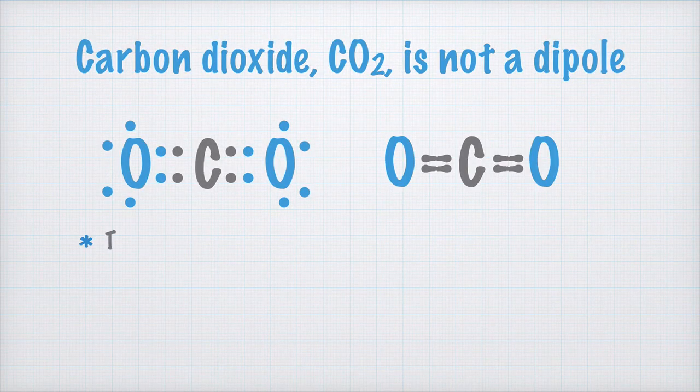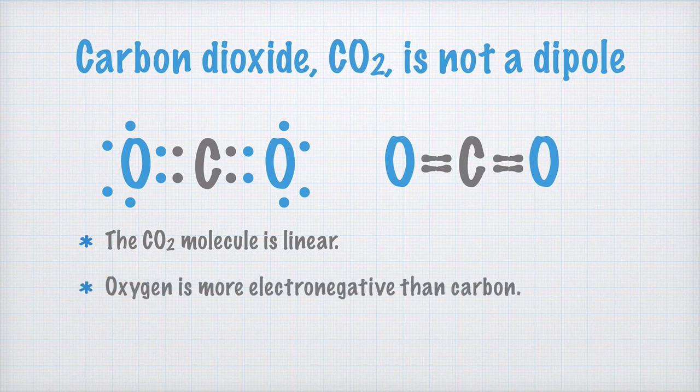Because of this, the CO2 molecule becomes linear. Now, you'll recall that oxygen is more electronegative than carbon. Because of this, the oxygen atoms attract the electrons a little bit more, and the molecule becomes somewhat more negatively charged by the oxygen atoms. The carbon atom is instead somewhat more positively charged.